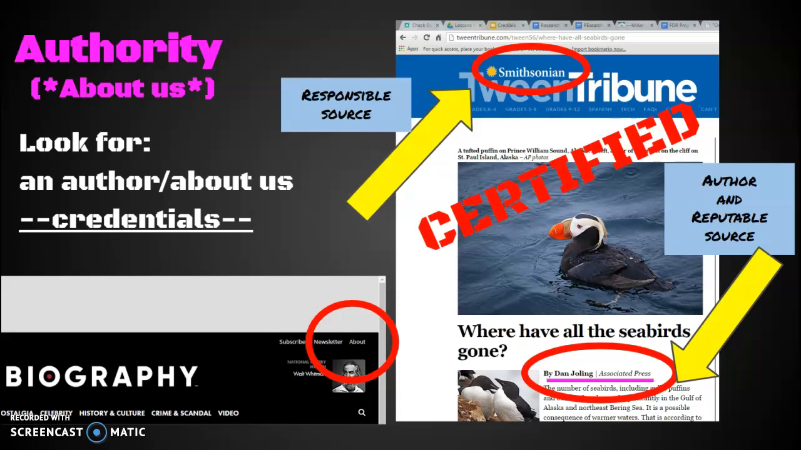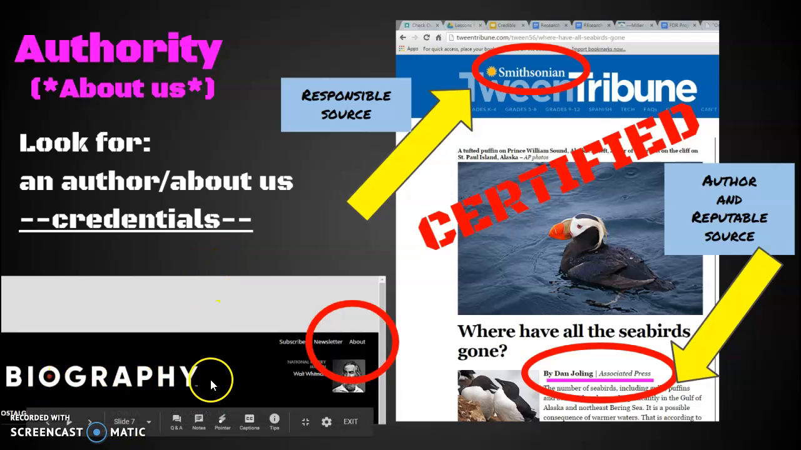You know that this is a certifiable source because we have experts that work there. People that have gone through years and years of school. People that have credentials. They're professors. They're archaeologists. They know their stuff. You want reputation. You want those credentials. Same thing here with biography.com.